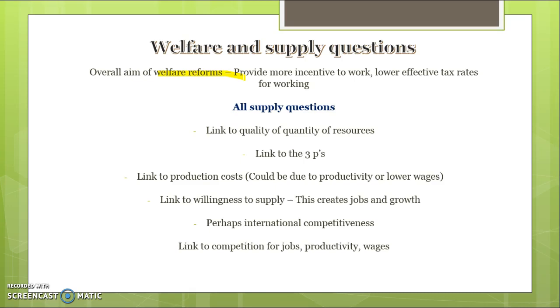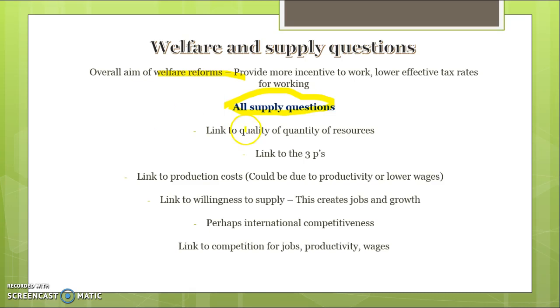So the idea would be to provide more incentive to get back to work by lowering the effective tax rates for workers and making it more cost effective to get back to work. That's what they're all about. For all supply side questions, so if you get a question on subsidies or education or infrastructure or welfare reforms or tax reforms, whatever, there are clear things you can talk about every single time you get these questions.